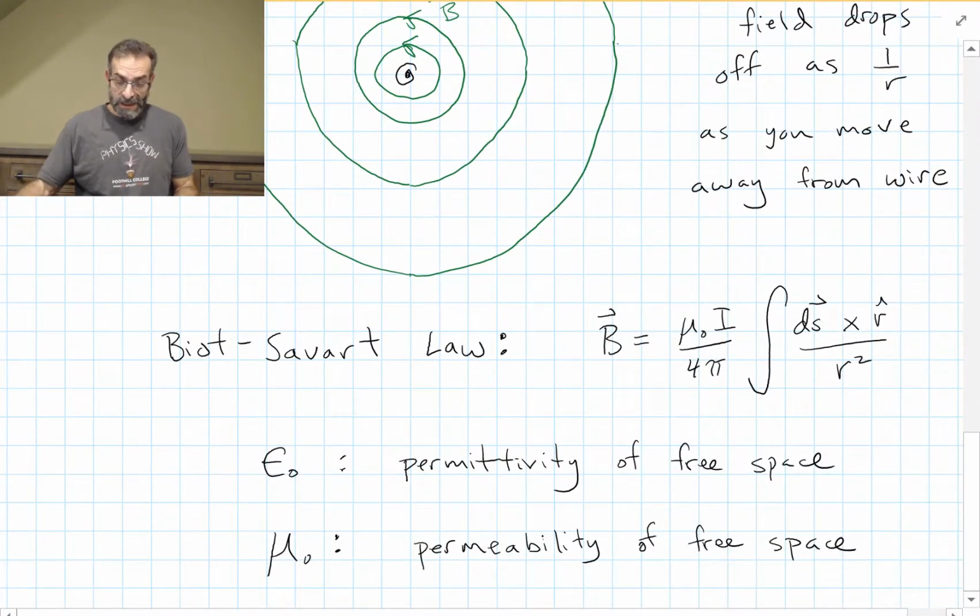Epsilon naught is the permittivity of free space, and that shows up in all of our electrostatics equations. Mu naught is the permeability of free space. That shows up in our magnetic equations.